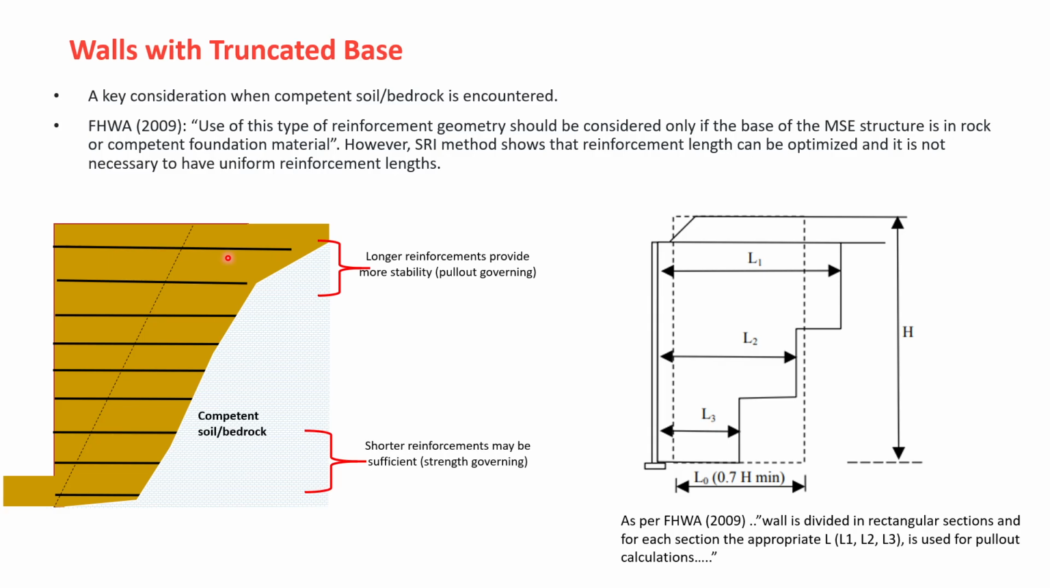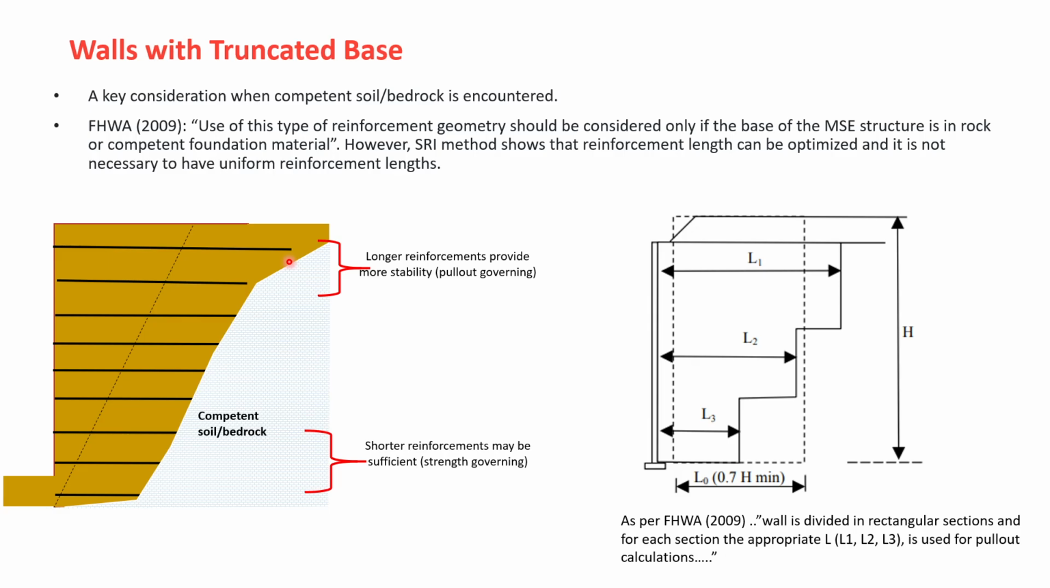What I'm seeing is that it's demonstrated even in the previous wall that I discussed: you can make a wall more robust by having longer reinforcement at the top, because pull-out is governing there. And the bottom reinforcement, you probably don't need longer reinforcement, but the strength is controlling that. So it might make more sense to have either thicker reinforcements or more closely spaced reinforcements.